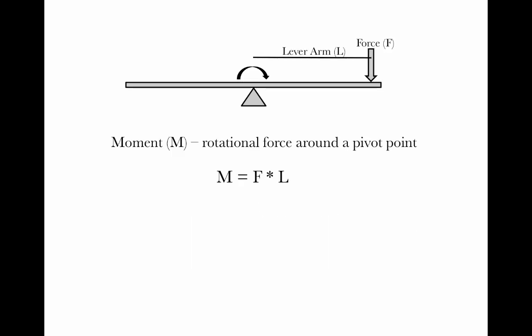This application of force along a lever arm through a pivot is known as a moment. So the moment is the rotational force around the pivot point. It's the force that's experienced here that's causing this rotation. And we quantify the moment as the magnitude of the force, this linear force that's applied to the end, times that lever arm. So it's force times the lever arm.